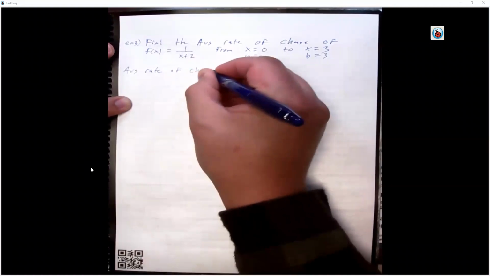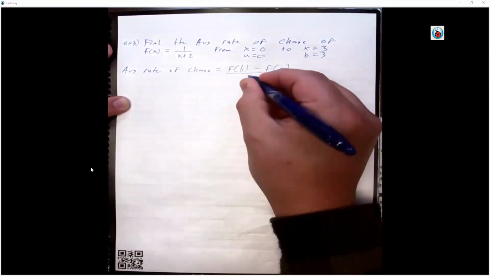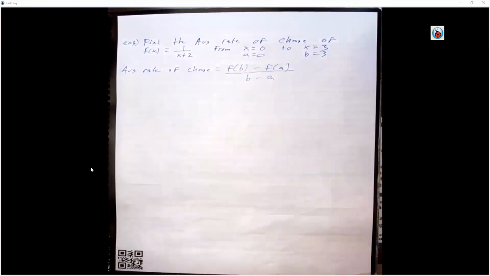Average rate of change is equal to f of B minus f of A. How do you know which one's going to be A? A will always be the starting point, the first x. So if they say from -3 to 7, -3 will be the A. It will always be the smaller or more negative one. Okay.